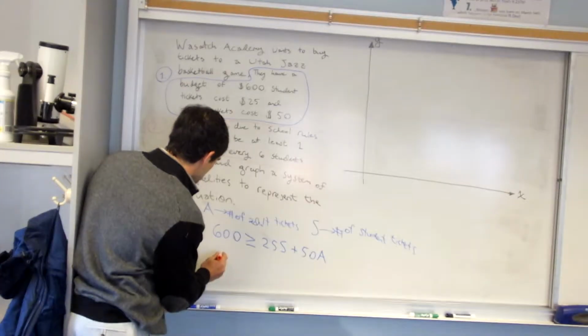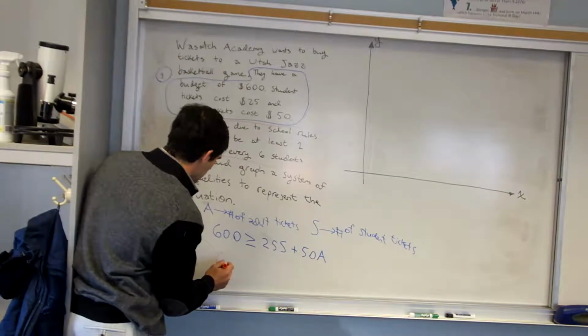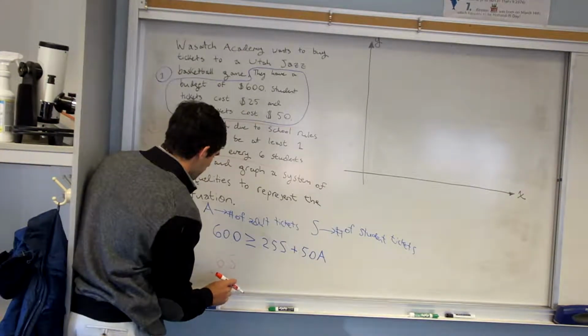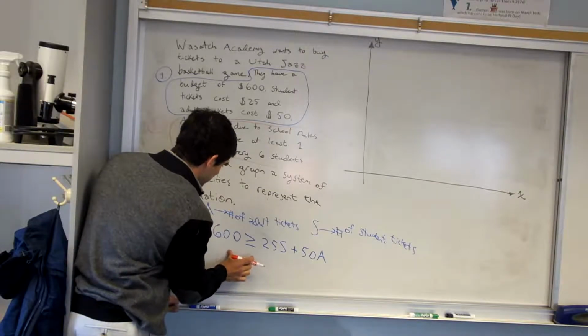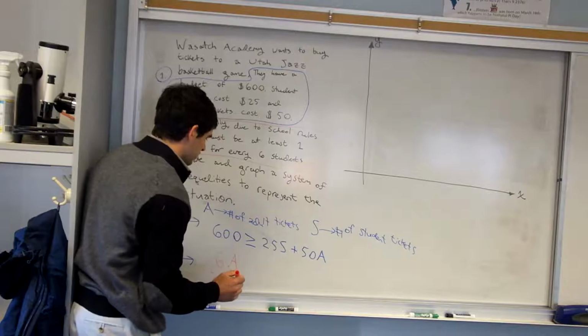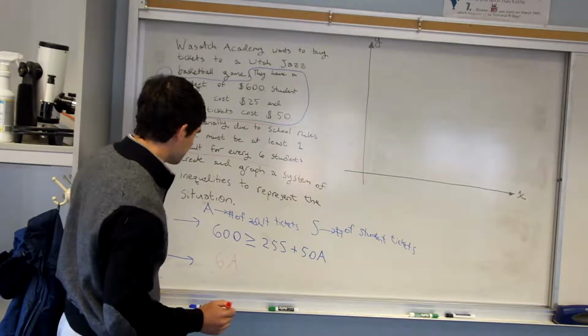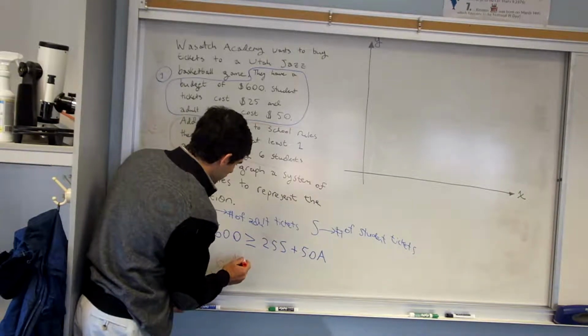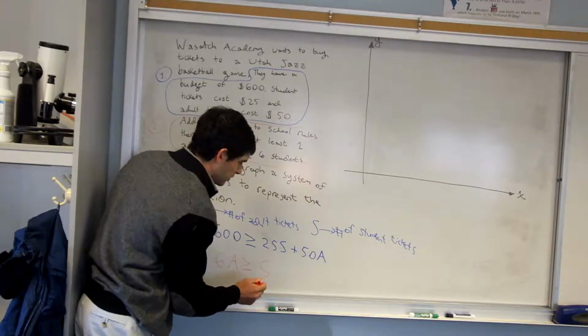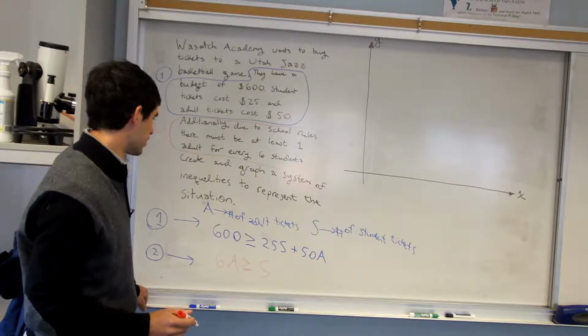So that would mean that 6A, because 6A is the number of adults, is greater than or equal to S, which represents the number of students.